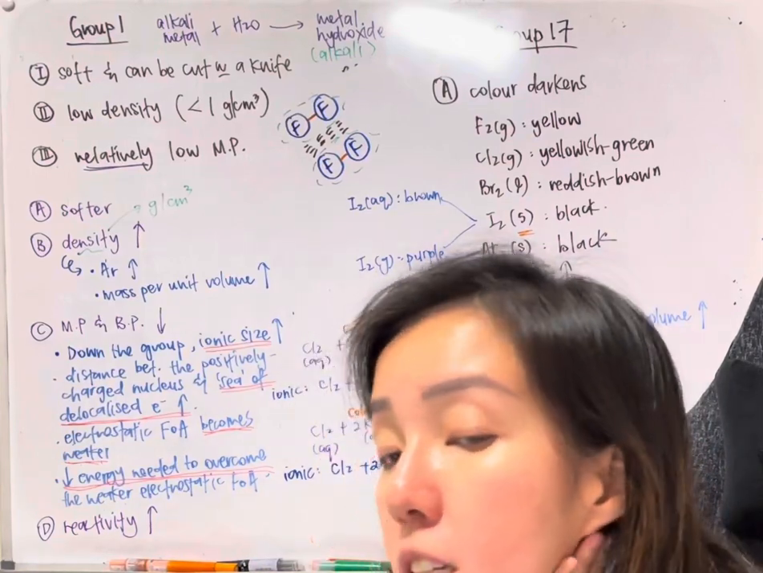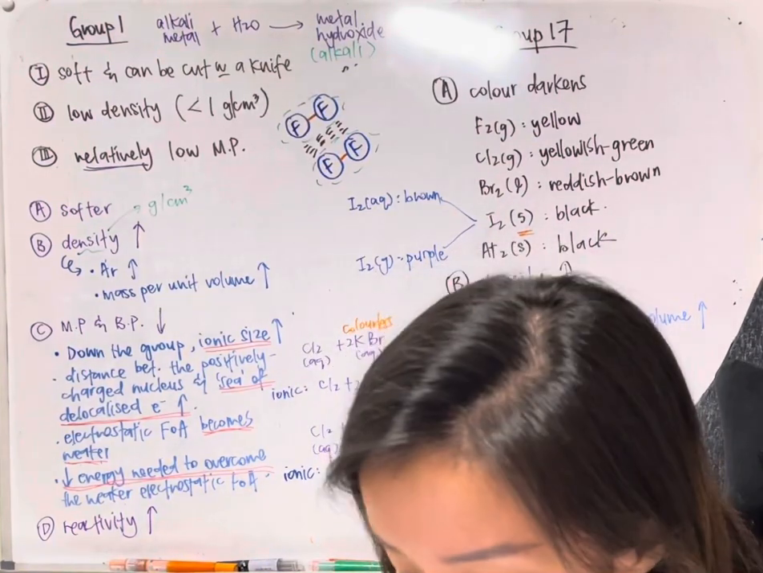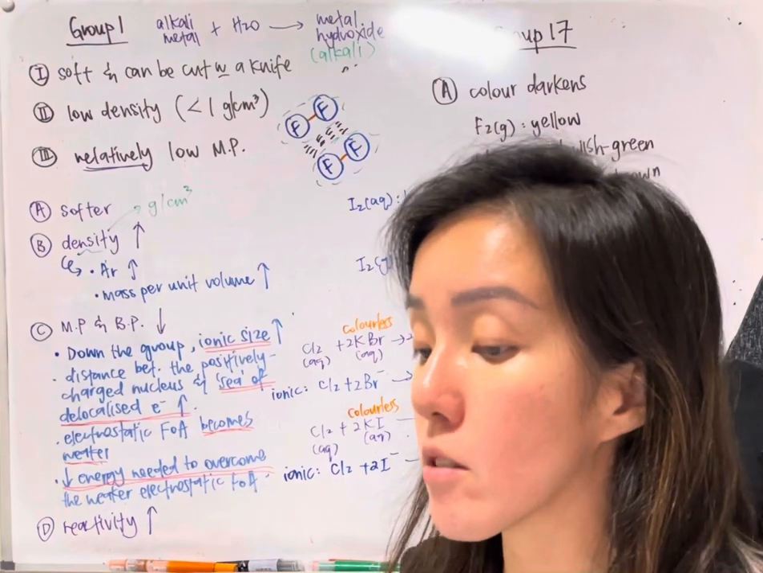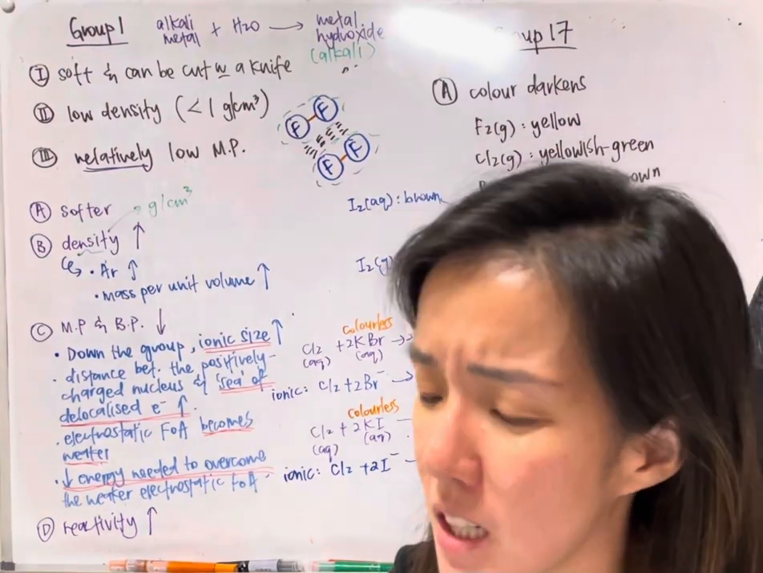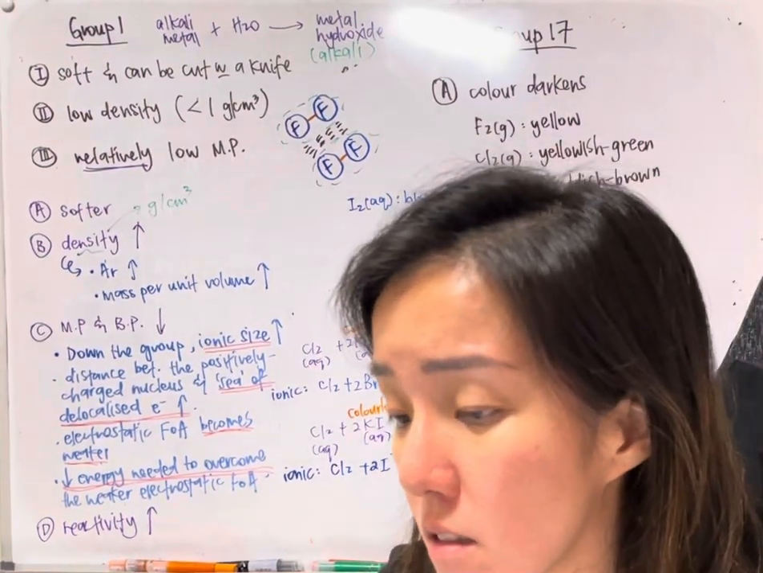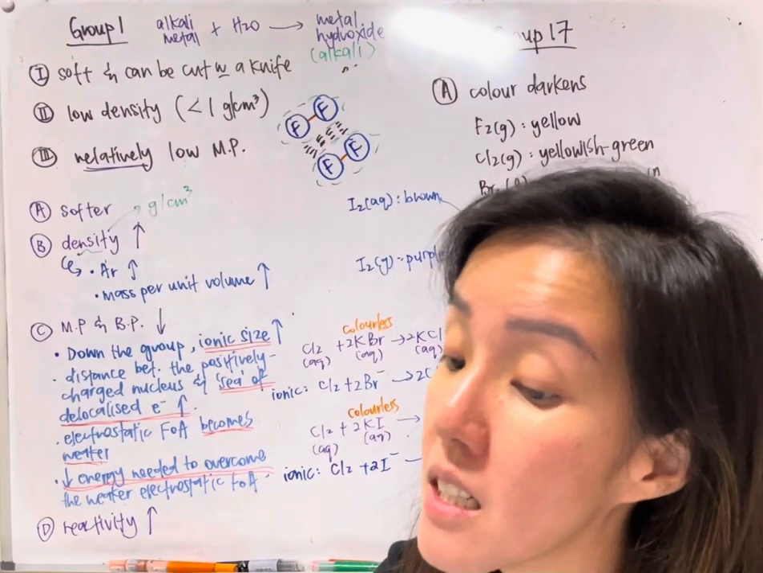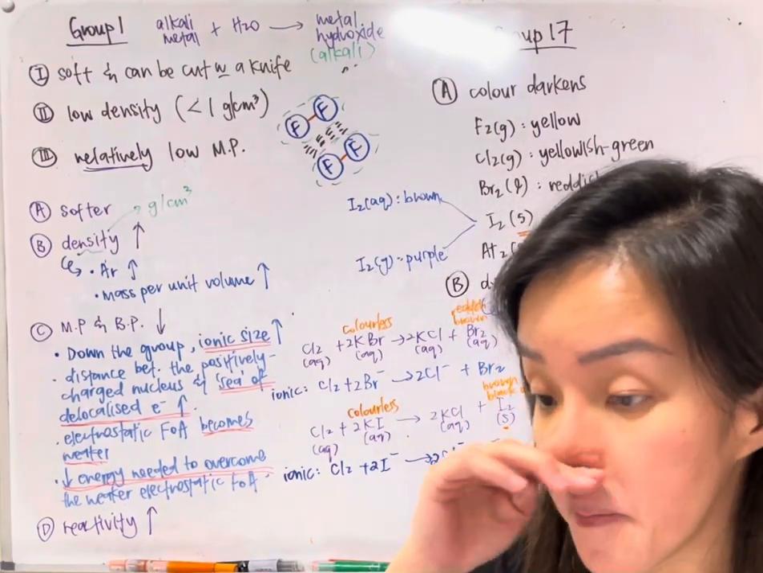Okay? Next one. Radium is group 1, right? So where do I store it? It's very reactive. Under oil. You all should take note, under oil. If you write under inert environment, I will not accept.